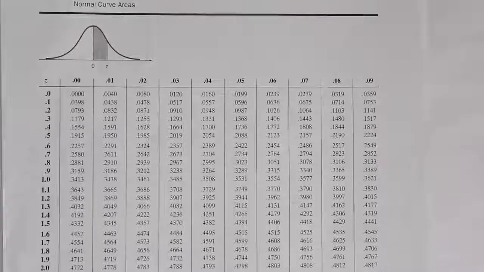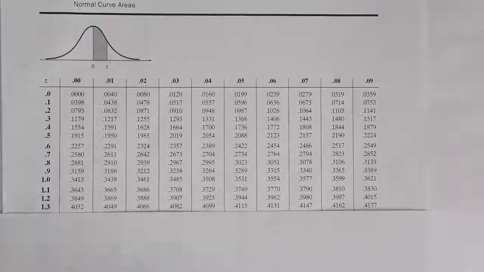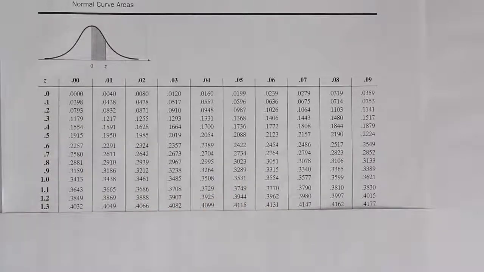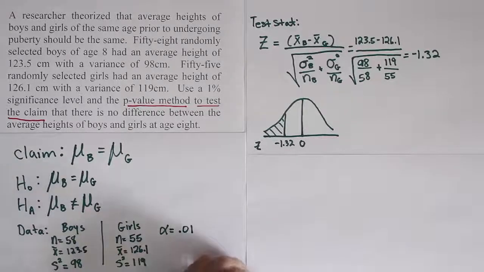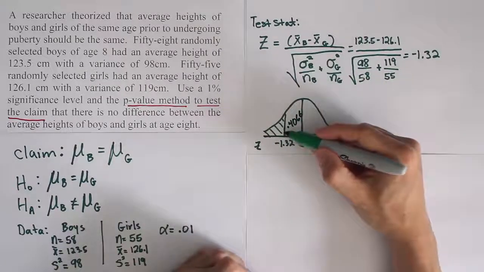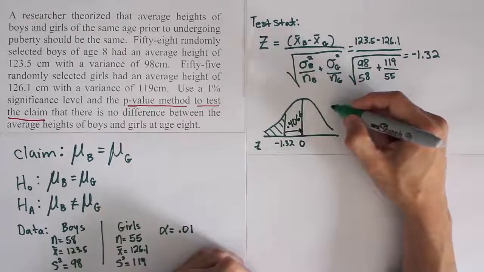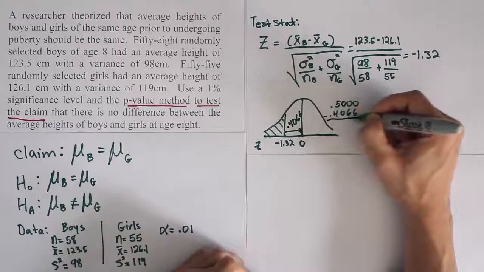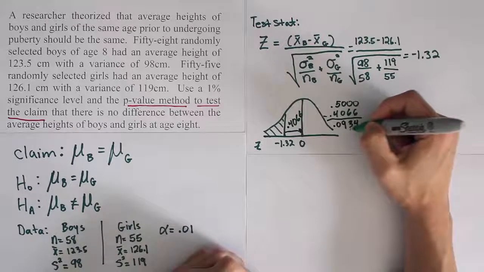Okay, so now we're looking up the value 1.32 on our z-table. There is the 1.3 row, and in the third column over, 1.32, we get the value 0.4066. So that's the value from here to the center, right? That's not the area in the tail, though. In order to get the tail area, I have to do 0.5 minus 0.4066, and after doing the subtraction, we get 0.0934. So about 9.34%.